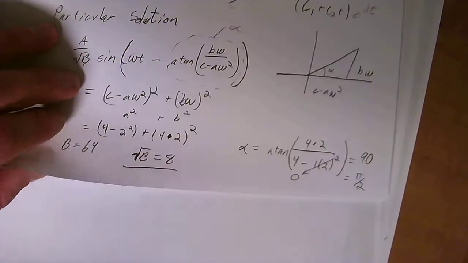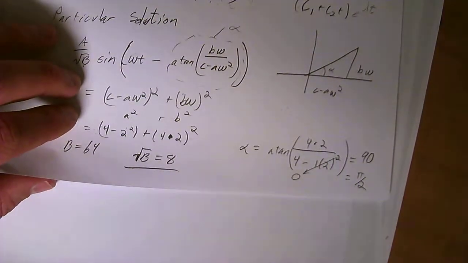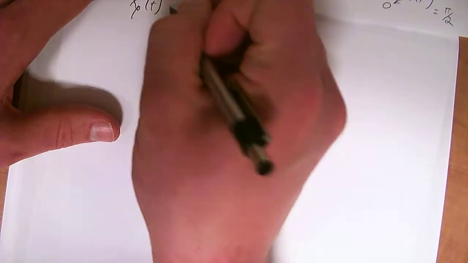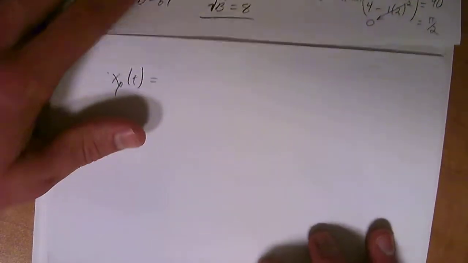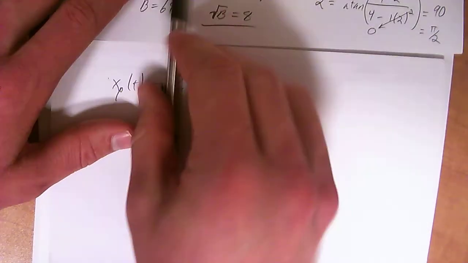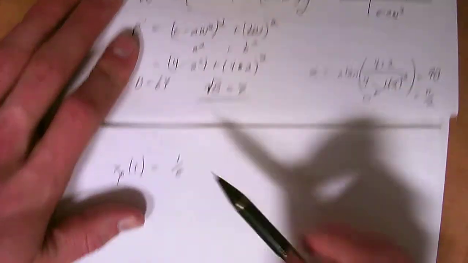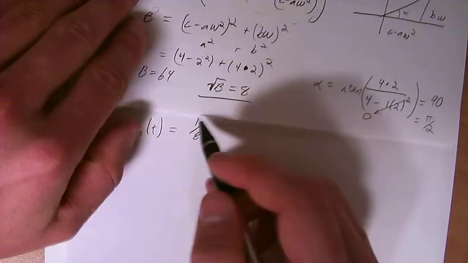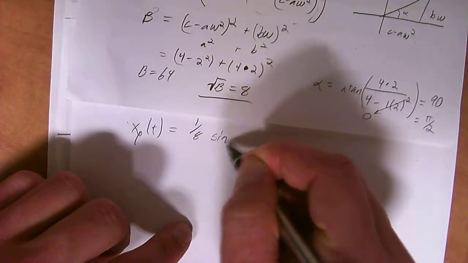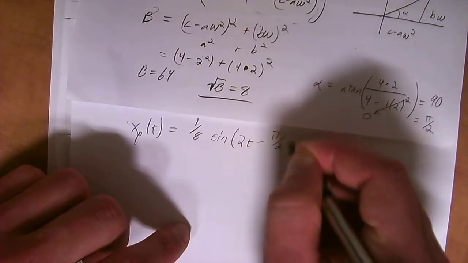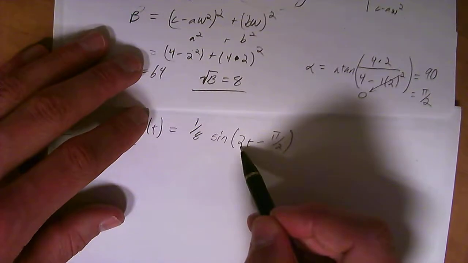Now we can figure out the final part of the particular solution. Let me pick up right here. So then xp of t, the particular solution, let me move this down a little further, is going to equal 1 over 8, because the main amplitude is equal to 8 from right here, of the sine, 1 over 8 sine of 2t minus pi over 2. The 2t was the omega again that we pulled from earlier, and that's that.